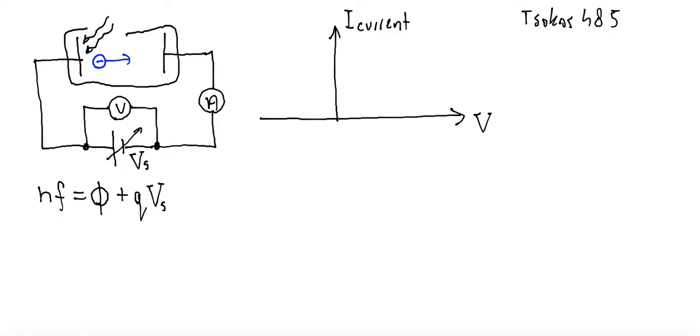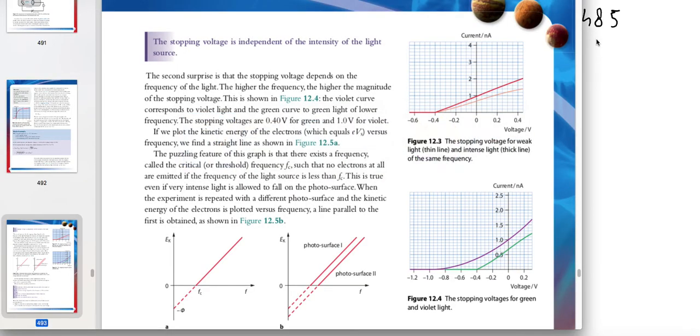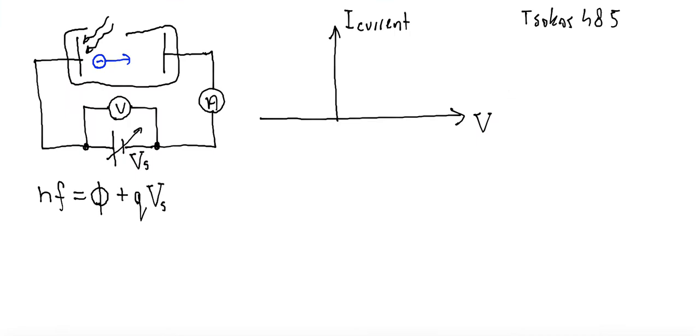Okay, and in SOCOS on page number 485 you have a very interesting graph. I'm talking about these two graphs, graph number 12.3 and graph number 12.4. Okay, so let's focus on graph 12.3. Let's imagine that this surface is illuminated by light, and electrons are emitted. So the photoelectric effect occurs.